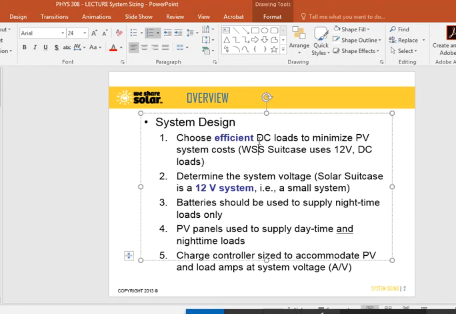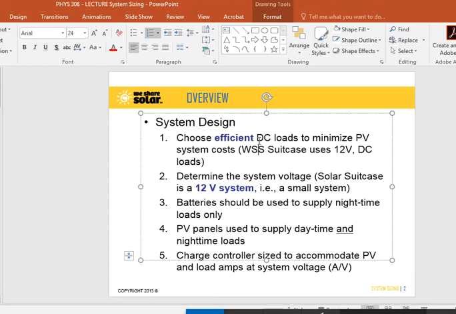So batteries, why do we need batteries? Because if the solar panels are working during the day, and let's say you need some of that energy at night, then you're going to have to wait till the next day if you don't have a battery. So the battery is a way to store that energy. Maybe you didn't use all the energy that was being produced during the day, and you can use some of it at night. So these photovoltaic panels will be used to supply both daytime and nighttime loads.